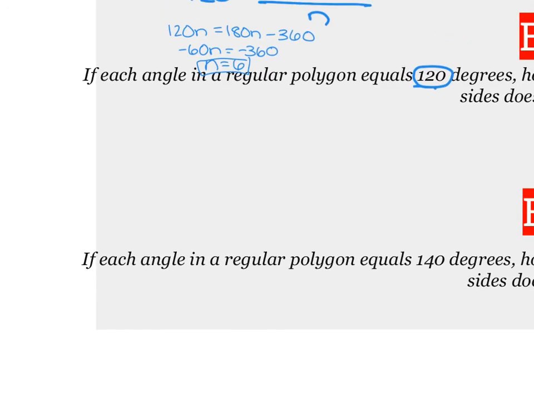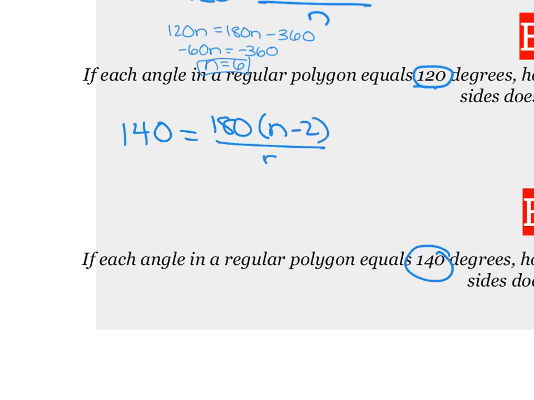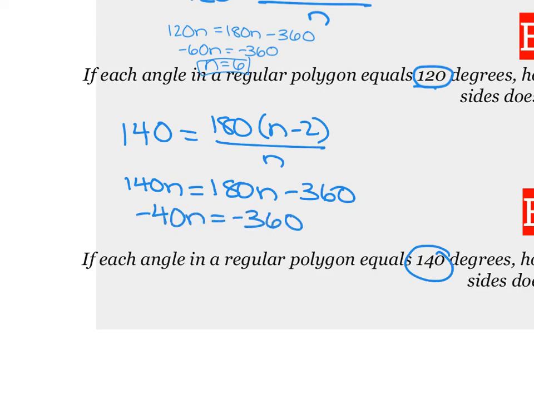Similar problem, this time each angle is 140. So 140 has to equal 180 times n minus 2 over n. Again, I can move that n over by multiplying and get 140n. Distribute in the same step just to save us a little bit of time. Move the 180 over, I'm at negative 40n equals negative 360. Again, if you'd like to multiply by -1, you certainly can. But that negative will drop out when you divide, and n is 9.